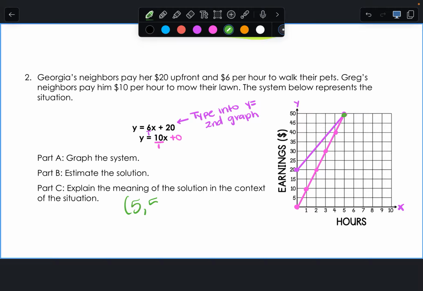And what does 5 represent? Hours. And 50 represents earnings. Earnings in dollars. Okay, turn the page if you don't have any questions.